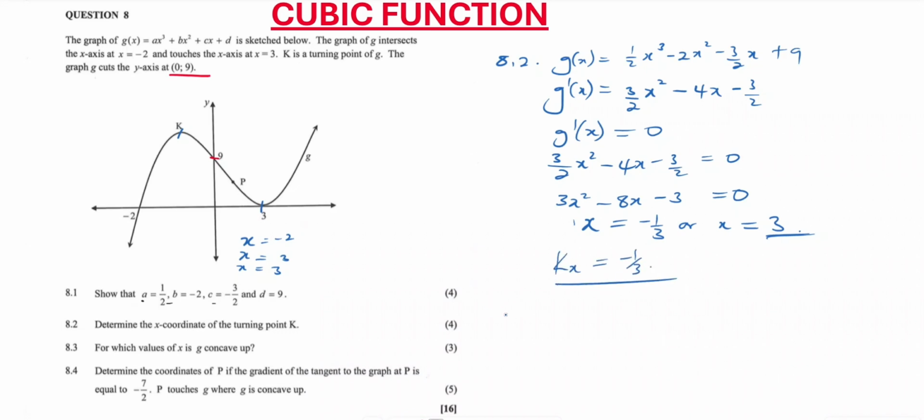And let us go to 8.3, for which values of x is g concave up. For us to determine whether the graph is concave up or concave down, we need to find the point of inflection, because the point of inflection is the central point or the midpoint between the two turning points. Let me just assume that maybe it's here. So from this point of inflection, you can see this side our graph is concave up, this side our graph is concave down. Concave up shape is like this, U shaped. Then let me say concave up. Then concave down is like this.